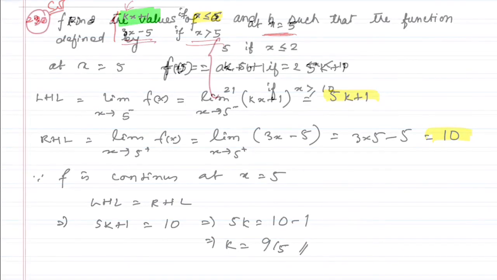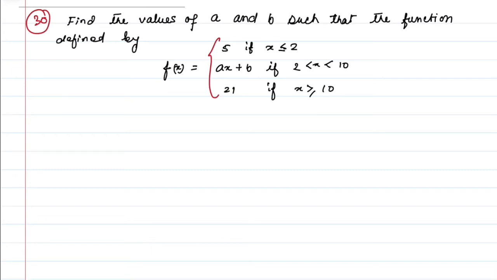It's very simple. Now question number 30. Here we need to find a and b. Find the values of a and b such that the function defined by f of x is equal to 5 if x is less than or equal to 2, ax plus b if x is greater than 2 and less than 10, and 21 when x is greater than or equal to 10, is a continuous function.